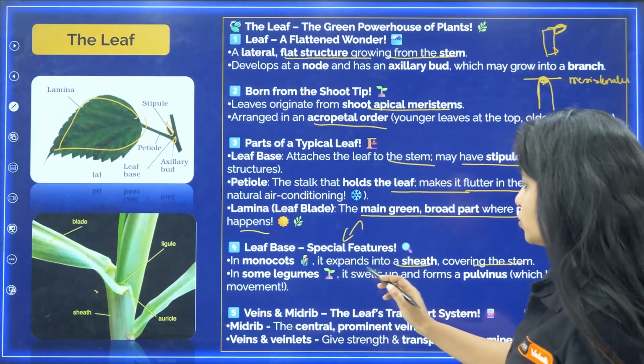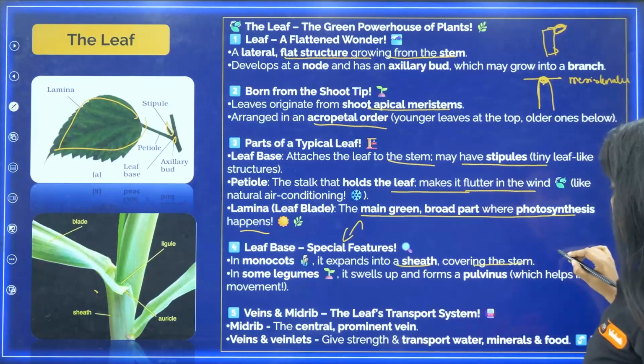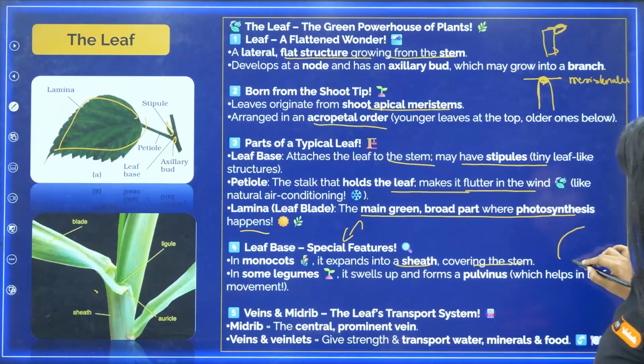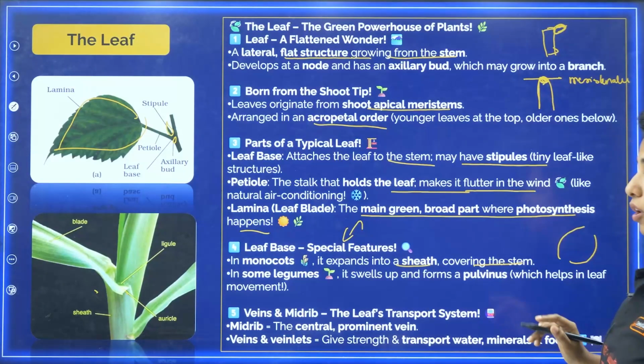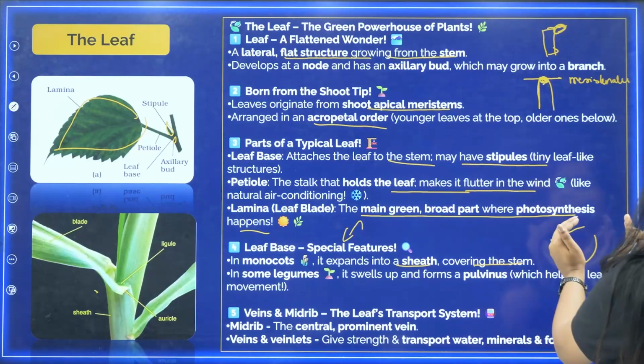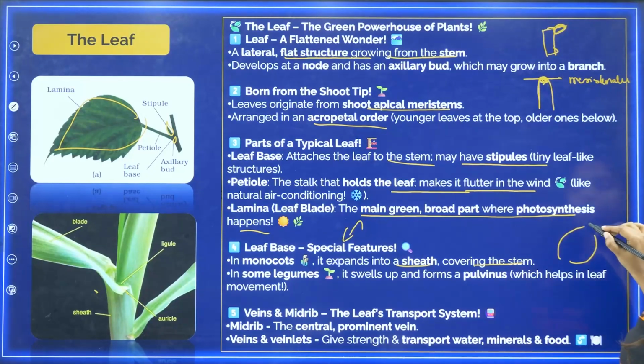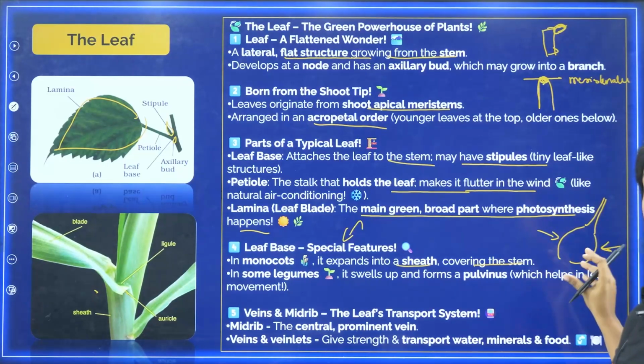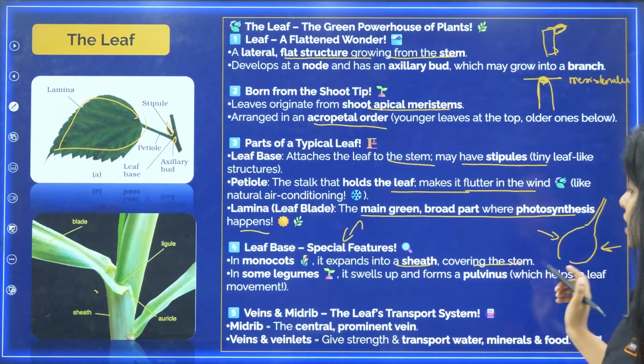In some legumes, the leaf base swells up and forms a pulvinus. So what happens is that in some legumes such as pea, bean and so on, a pulvinus is formed, and then there will be the petiole and whatever else you have. So there is a swollen base. This is nothing but the leaf base only, but it has got swollen, and now its name is what?